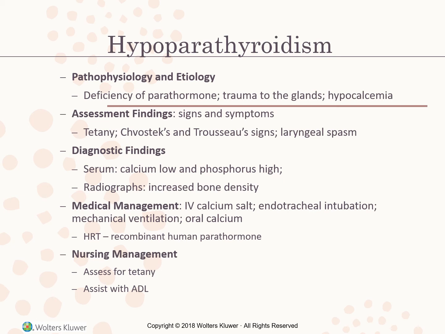The dose is related to the degree of hypocalcemia, which is determined by frequent monitoring of serum and urine calcium levels. Now, parathyroid replacement therapy with recombinant human parathormone is being investigated to normalize serum calcium and reduce the need for calcium supplements and vitamin D.